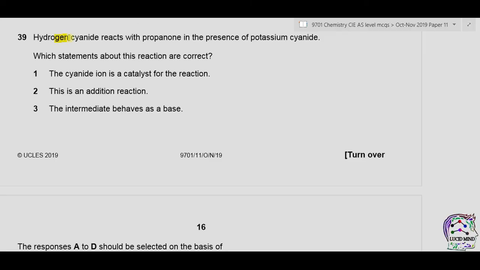Question 39. Hydrogen cyanide reacts with propanone in the presence of potassium cyanide. Which statements about this reaction are correct? Let's draw the mechanism for the reaction of ketone with hydrogen cyanide. The functional group present in ketone is C double bond O, where cyanide is going to attack on this partial positive carbon, and these electrons will move towards oxygen.